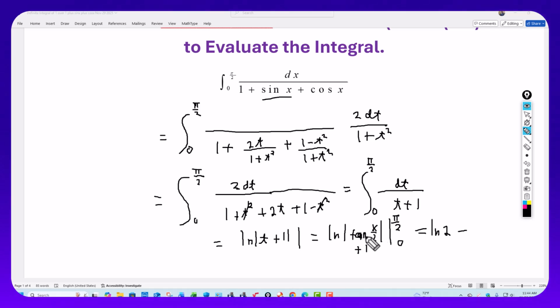So put a 0 there. 0 over 2 is 0, so the tangent of 0 is 0, and then 1 more. So the tangent of 0 is 0, and then you have 1. So it'd be the natural log of 1, but that's 0. So the answer comes out to natural log of 2. And if they want an approximation, you can use your calculator. Now, if you don't go back to the original variable, then you have to change the limits here.